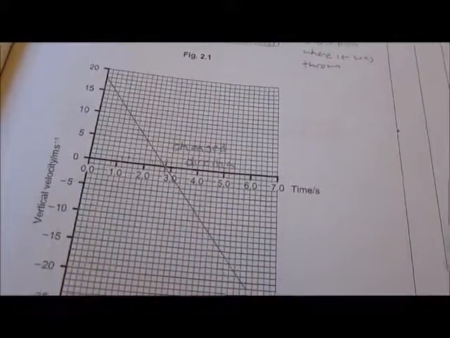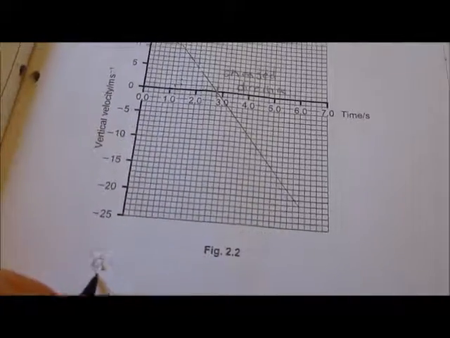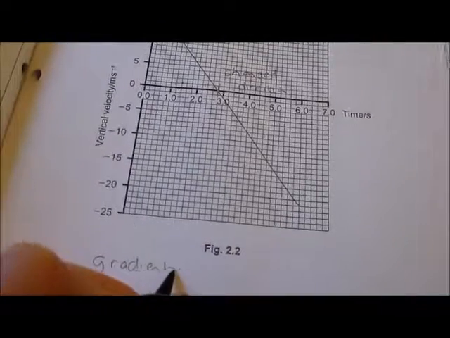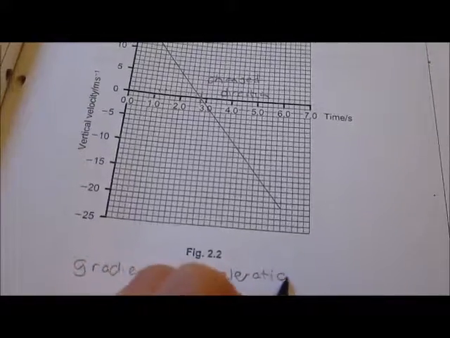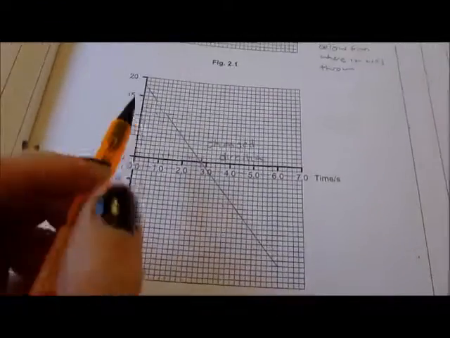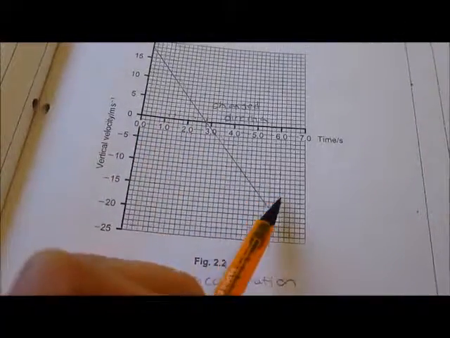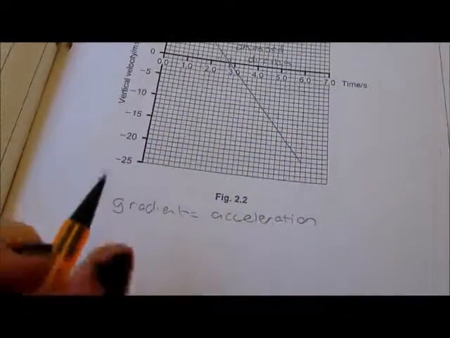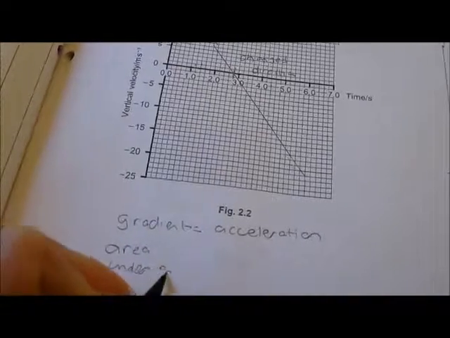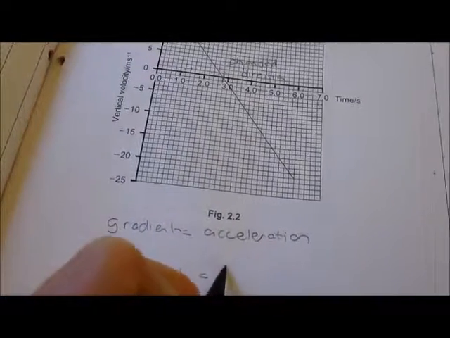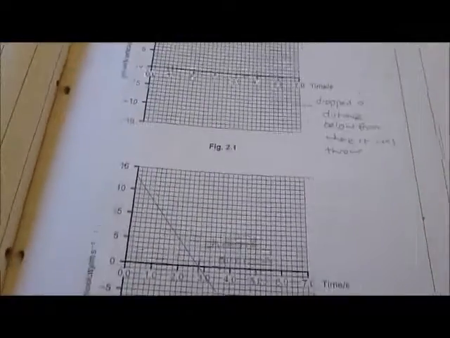And what else can we find from a velocity time graph? We can find the gradient gives us acceleration, and the area under our graph, so there, that's a triangle and that's a different triangle acting in the opposite direction. So the area under our graph equals displacement. Okay, so let's move up here.